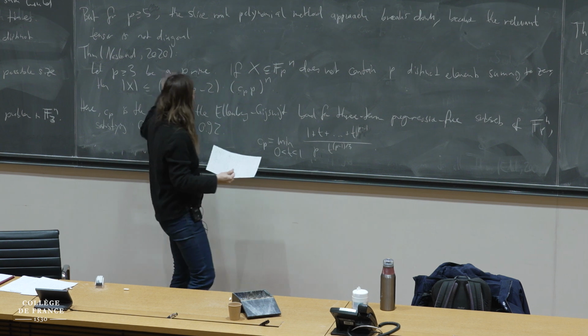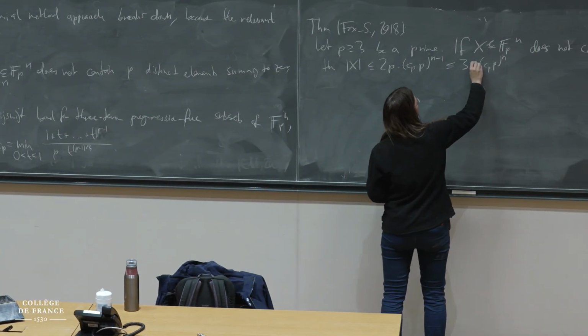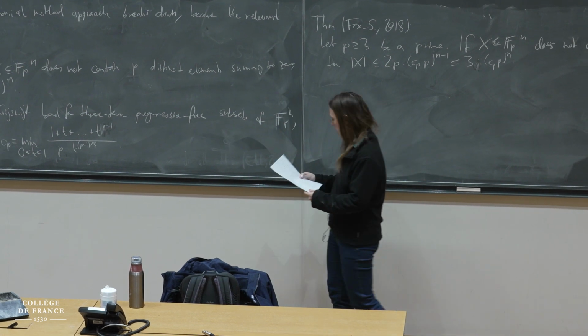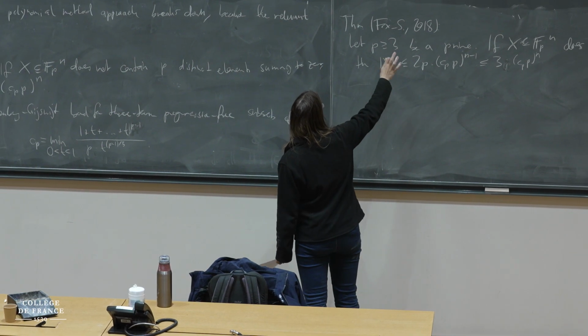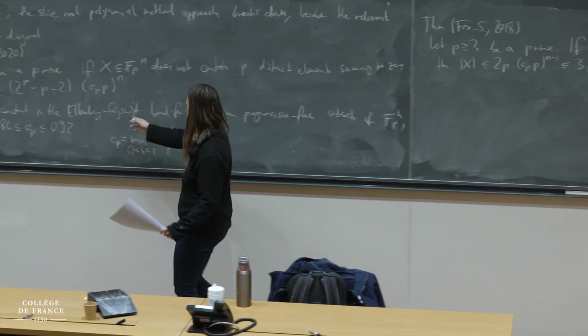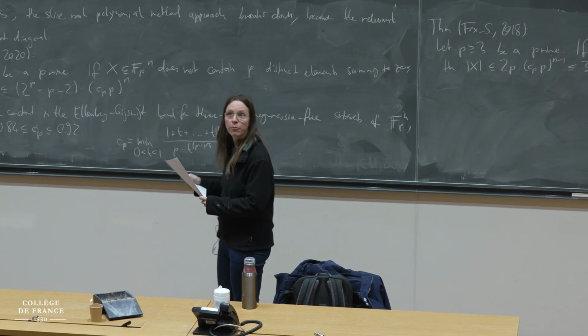Now, the improvement of this constant prefactor is not really important, but the main point was that we had a much simpler proof for this than Naslund's proof via partition rank. Our proof deduced this from the Ellenberg-Gijswijt bound for three-term progression-free subsets as a black box.